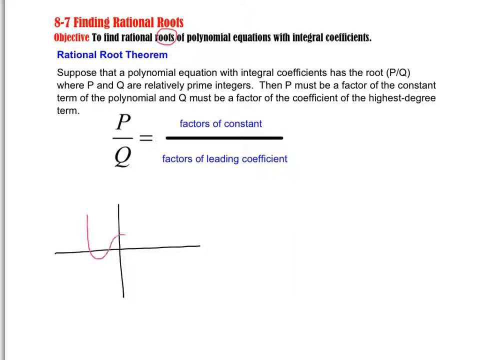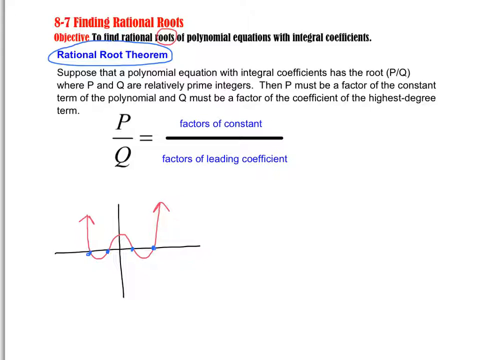basic polynomial shape, let's say it's something like this, the roots or solutions are where it intersects the x-axis. So in this case, the picture I drew would have 4 roots. So what we're going to do is use what's called the rational root theorem in order to find all of those roots that would be rational, meaning you could write it as a ratio, a fraction.